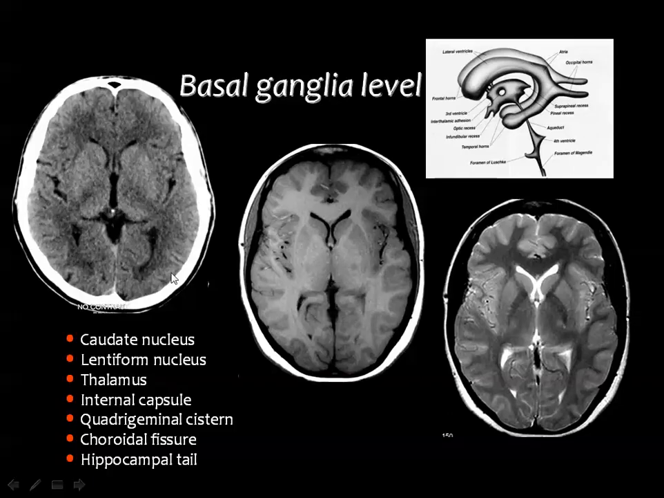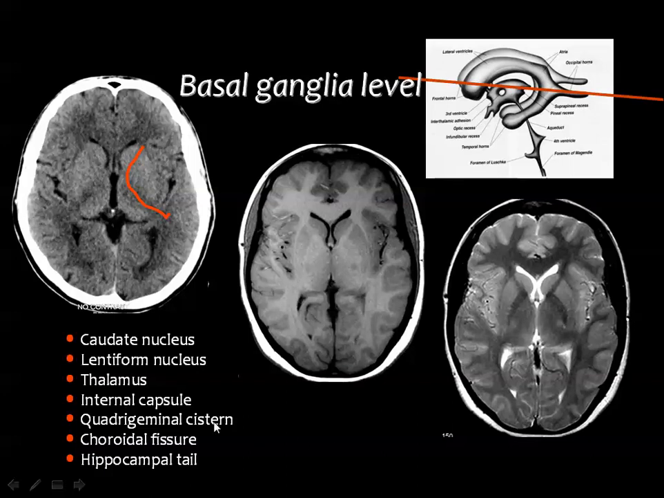Then where is the internal capsule? The internal capsule is the structure which is passing through, or in between, these anatomic structures: the head of the caudate, the lentiform, and the thalamus.